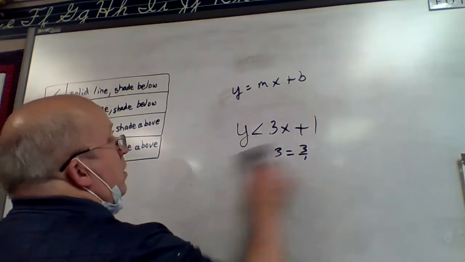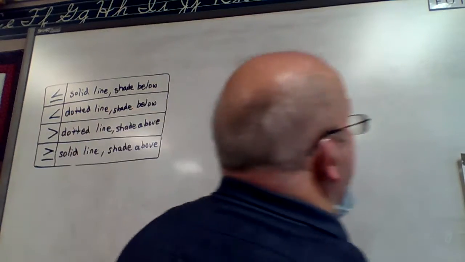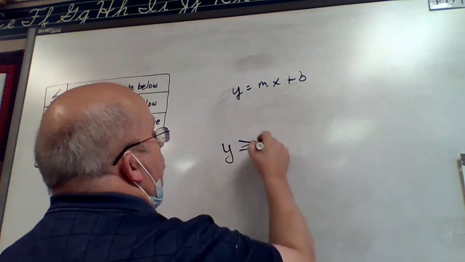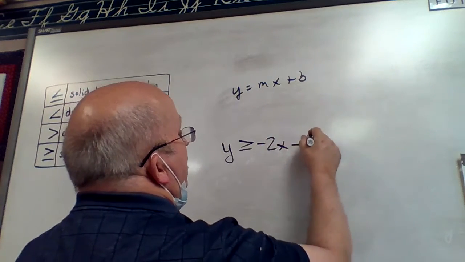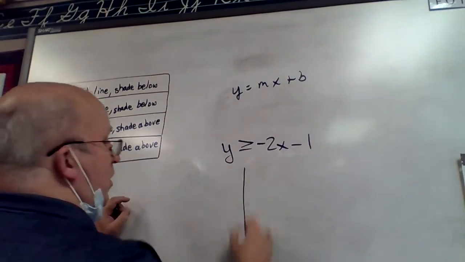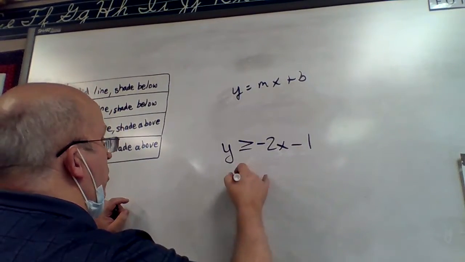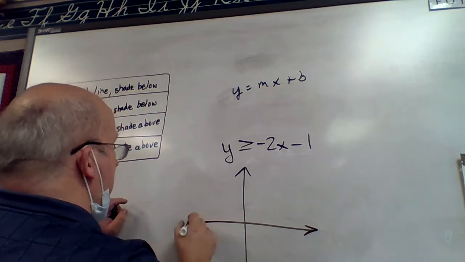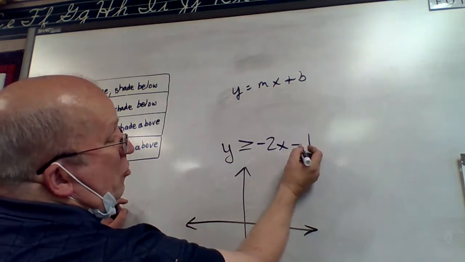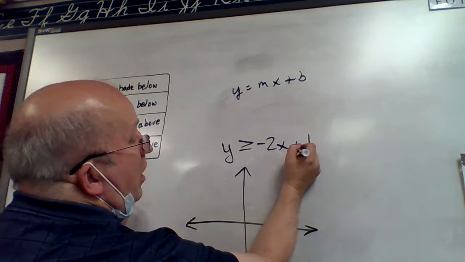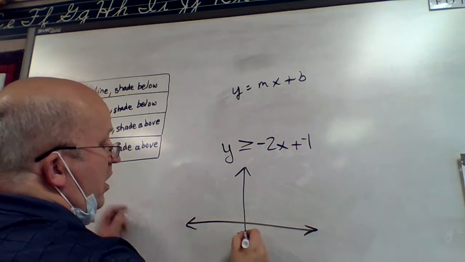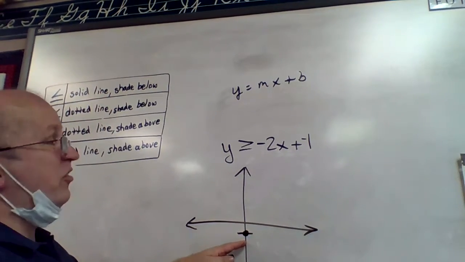Let's try another one. Let's try something like this. Y is greater than or equal to negative 2x minus 1. Is that in slope-intercept form? No, it's not. Why not? Because it has a subtraction sign instead of an adding sign. So I need to change this to adding a negative 1, which means that my first dot is going to go at negative 1 on the y-axis.